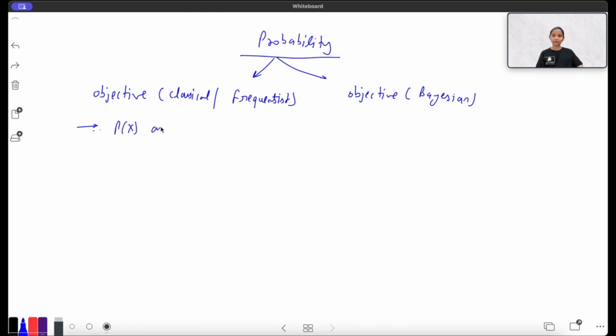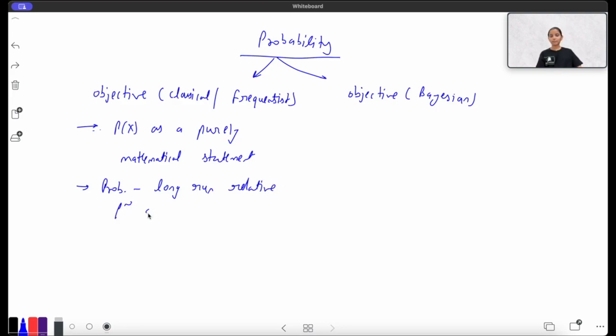Probability of X as a purely mathematical statement. In this, the probability is actually defined as long run relative frequency of repeatable events. That is, probability of A is equal to the limit as n tends to infinity of m by n.